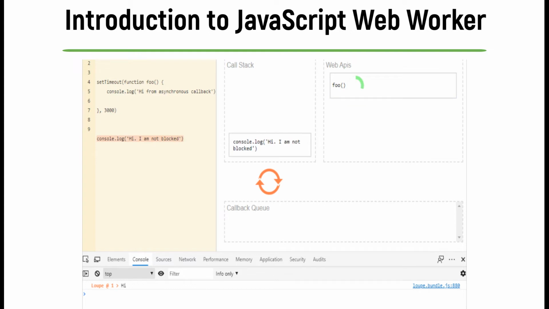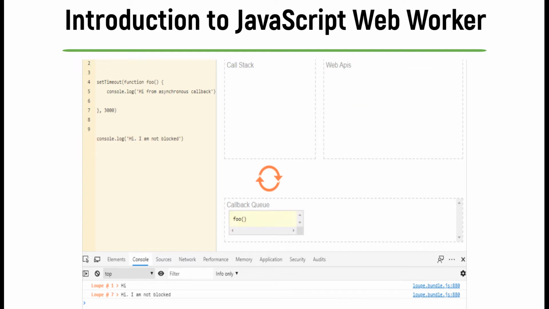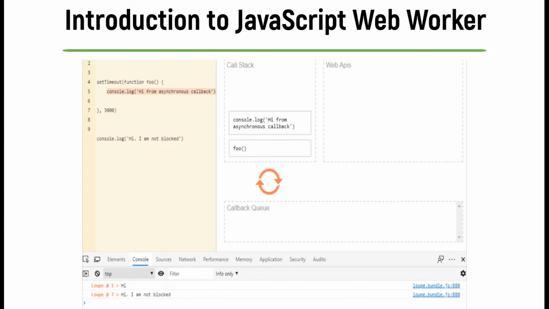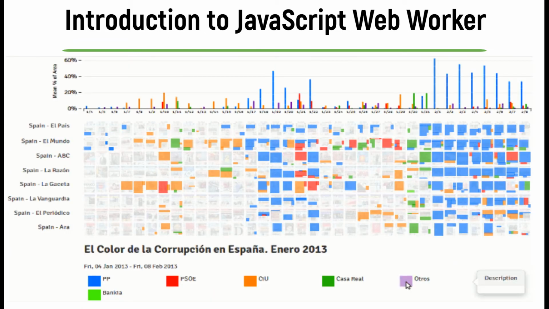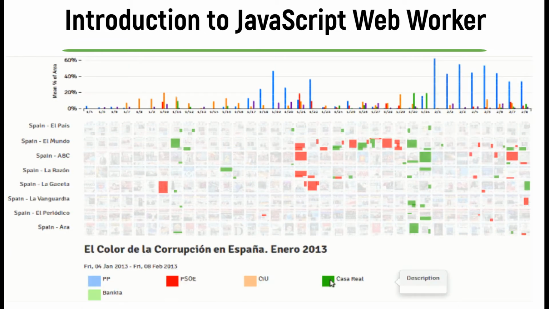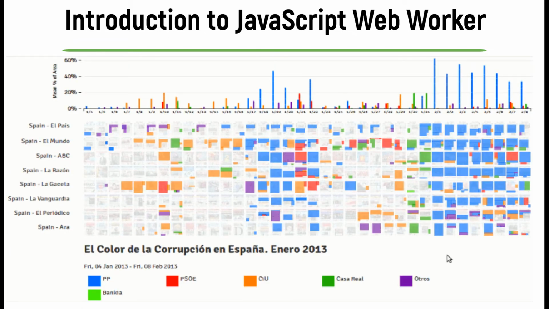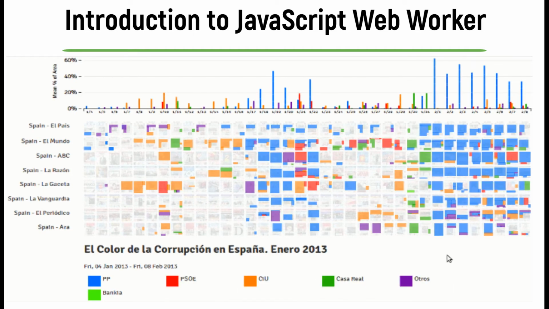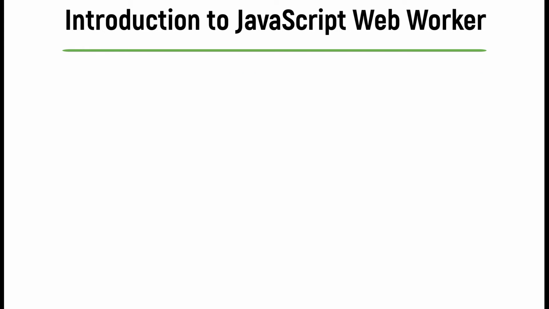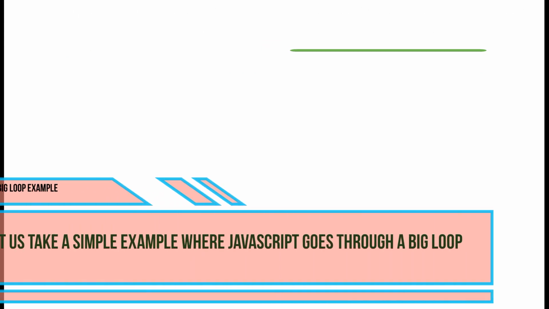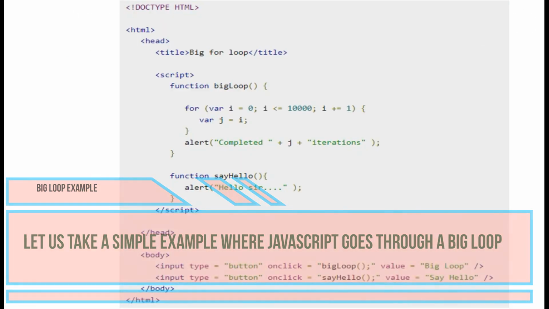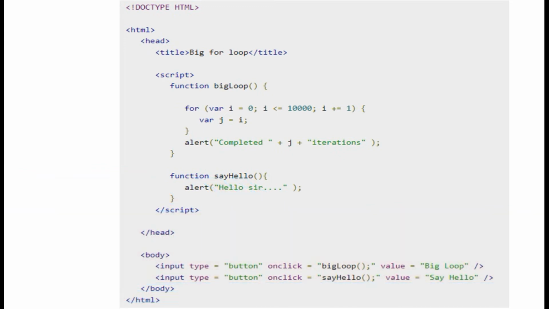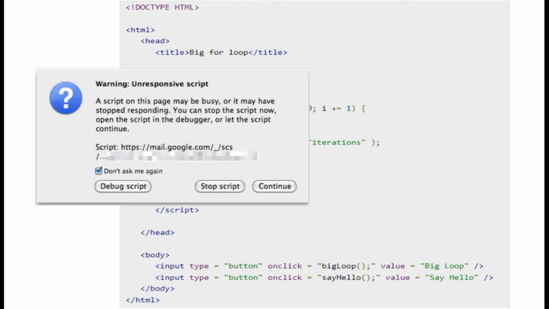JavaScript was designed to run in a single threaded environment, meaning multiple scripts cannot run at the same time. But JavaScript runtime does not run single threaded. Let's take a big loop example. If you kick off the code in a Chrome browser and at the same time in Firefox, you will encounter a warning, unresponsive script.